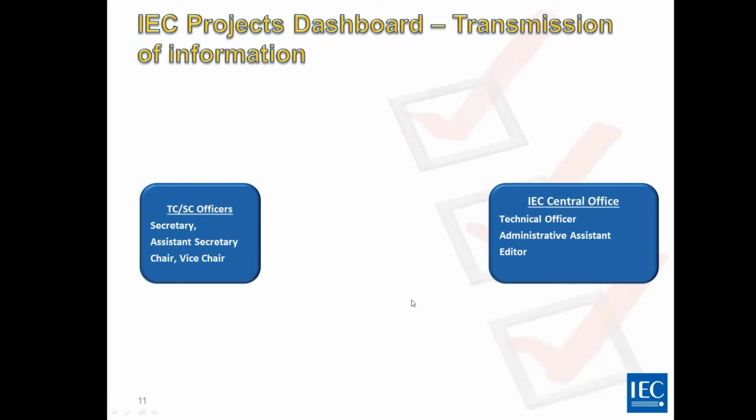How does this work? The project's dashboard is an interface to transmit information between TCSC officers and IEC Central Office. So TCSC officers include secretary, assistant secretary, chair, and vice chair. The secretary is formally responsible for this interface and the exchange of information with IEC Central Office, but we have also granted access to other officers just in case the secretary is not available. And on the IEC Central Office side, we have the technical officers, the administrative assistants, and also the IEC editor who can communicate with the TCSC officers.